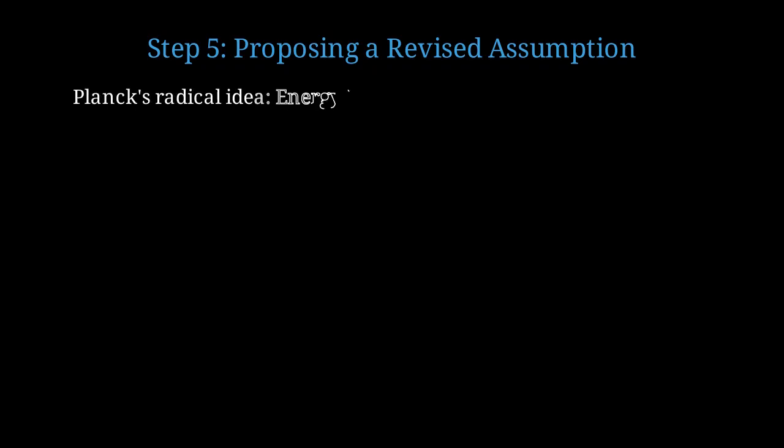Step 5 is the revolutionary part, proposing a revised assumption. This is where Max Planck made his breakthrough in December 1900. Planck proposed a radical idea. What if energy is not continuous but comes in discrete packets or quanta?